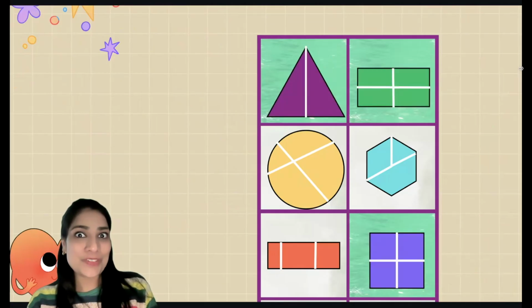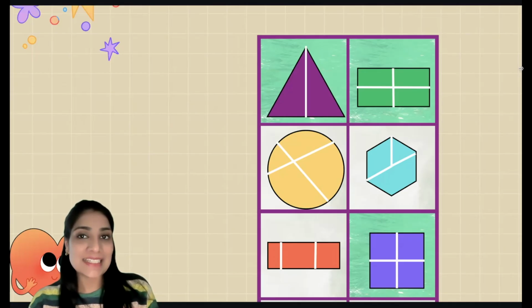Well, did you get all of them correct? Yes, the triangle is divided into 2 equal parts. The green rectangle was cut into 4 equal parts, and the purple square is cut into 4 equal parts too. All the other shapes are cut, but the parts are not identical.